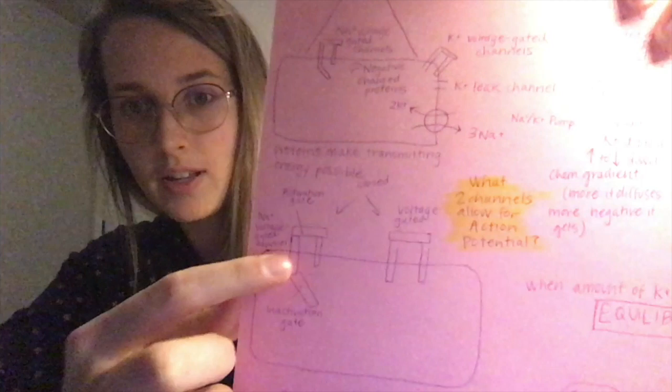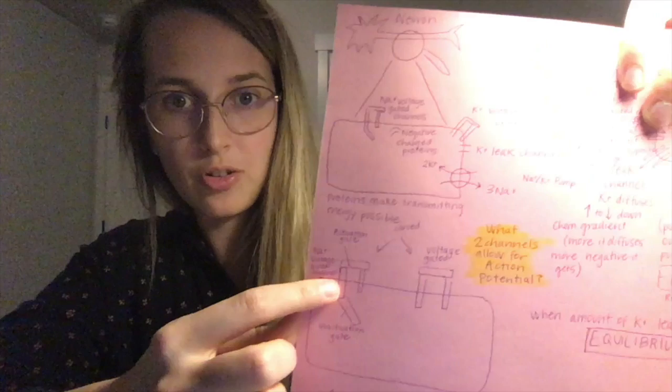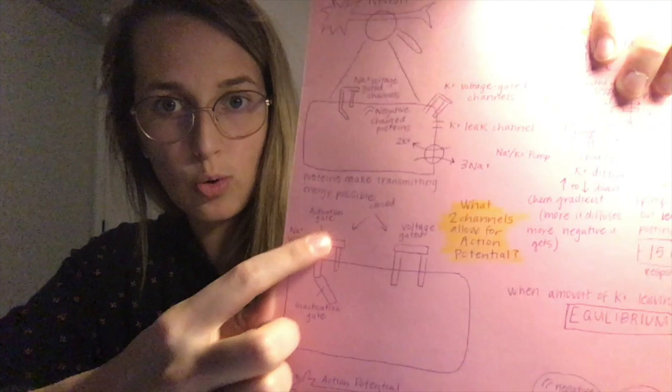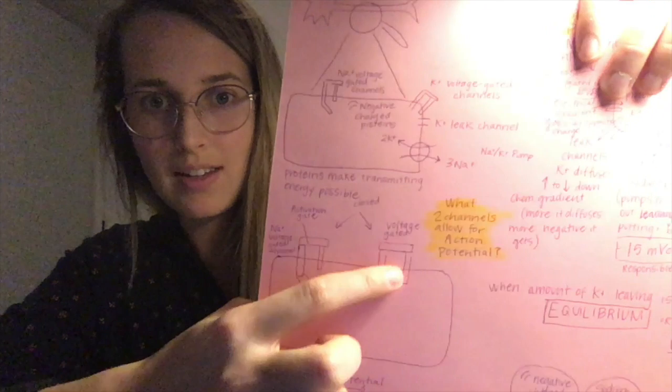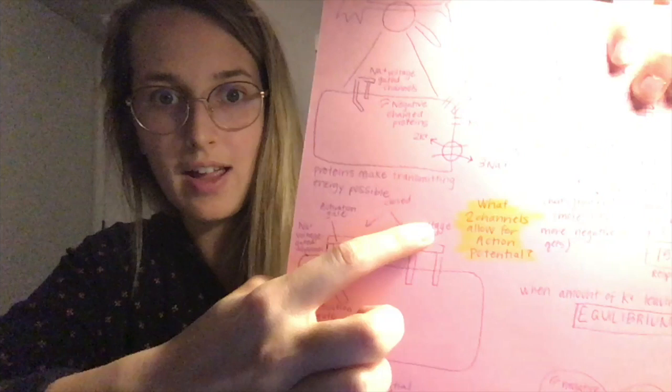Okay, the first thing we're going to talk about is action potential. There are 2 channels that are part of the cell membrane that allow for action potential to happen. Those 2 things are the sodium voltage gated channel and the potassium voltage gated channel. And those look like this. This one is the sodium voltage gated channel, and these doors flip open and close really fast. And this is the potassium gated channel, and it opens and closes very slow.